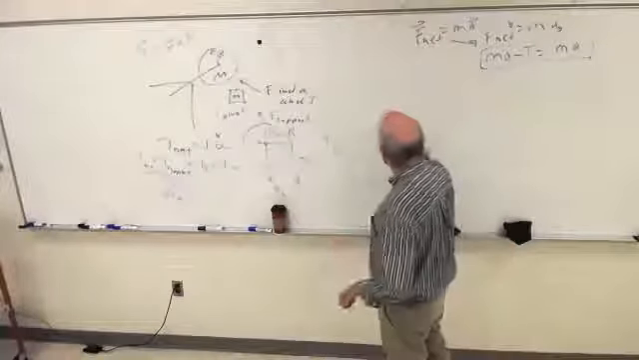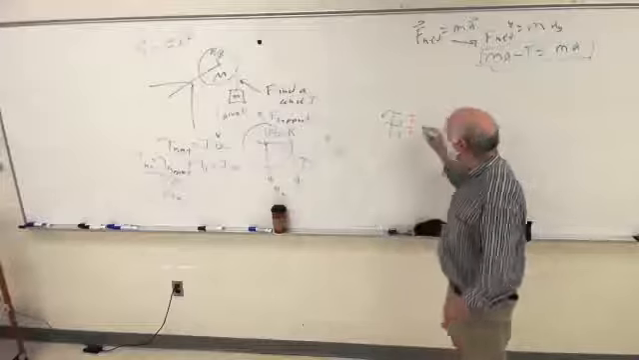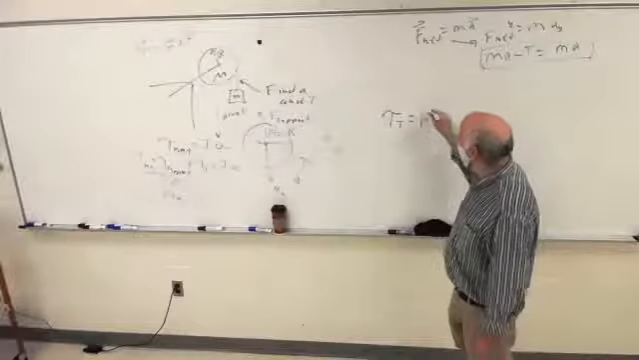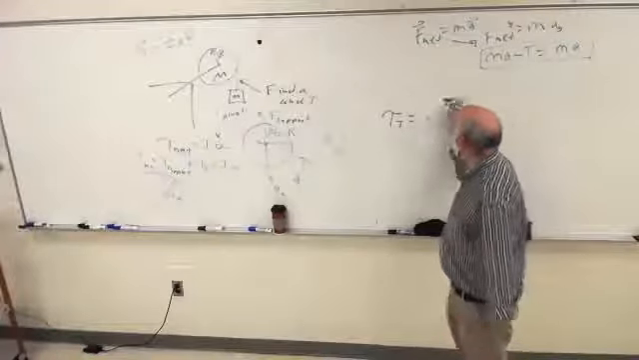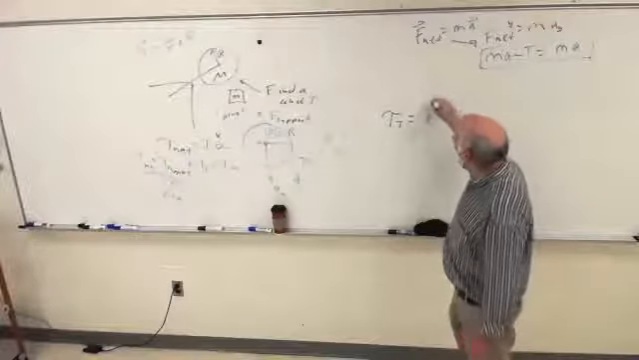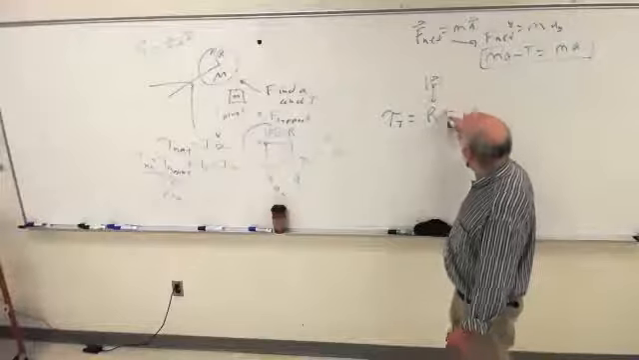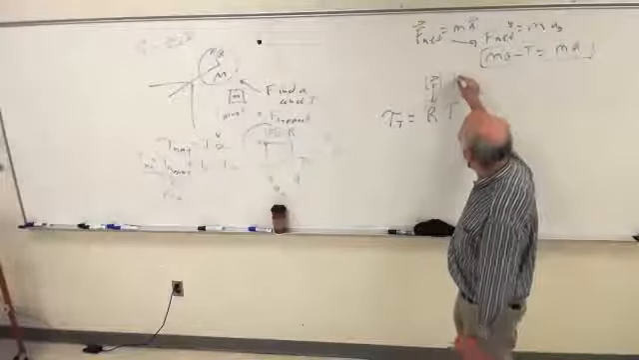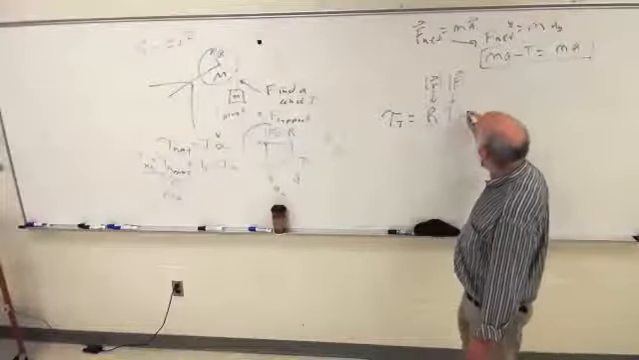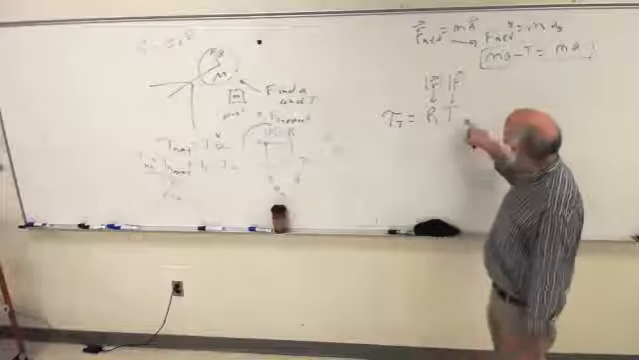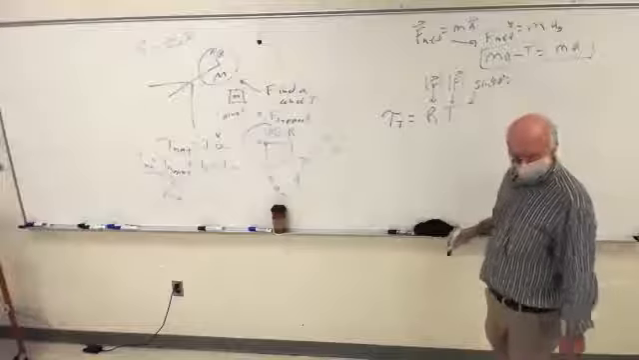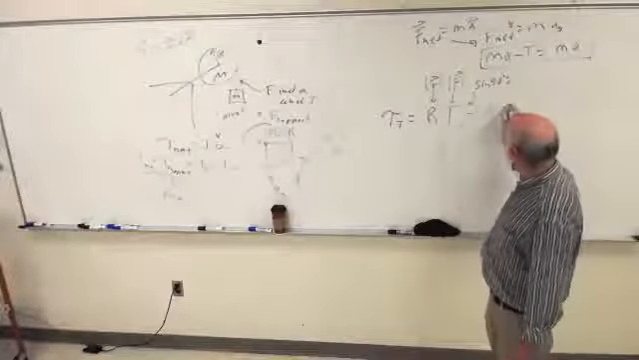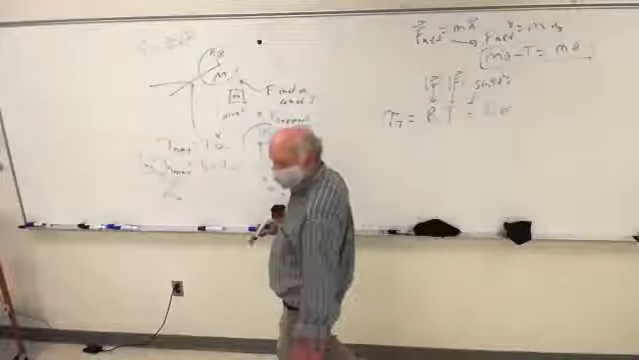What do we get? We get the torque from the tension. It's going to be R, this is the magnitude of R, times your force T, the magnitude of your force, times the sine of 90 degrees, which is 1. And that's equal to your I times alpha. That make sense?